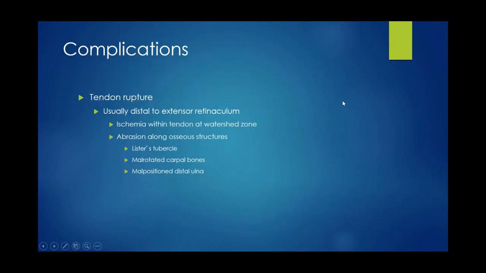The fluid can cause direct compression of the tendon and the tendon sheath, as well as the arterial supply to the tendon, which can then lead to ischemia and rupture. As we know, the inflammatory disease process involves the joint as well, and it can lead to ligamentous or capsular injury, which then leads to malpositioning of bones, which then can lead to attritional tears of the tendons.